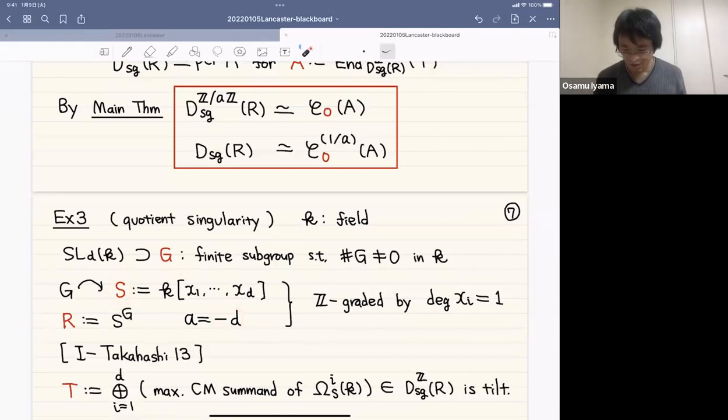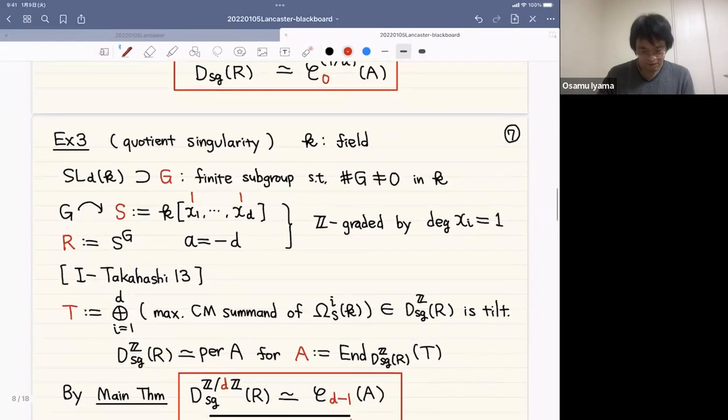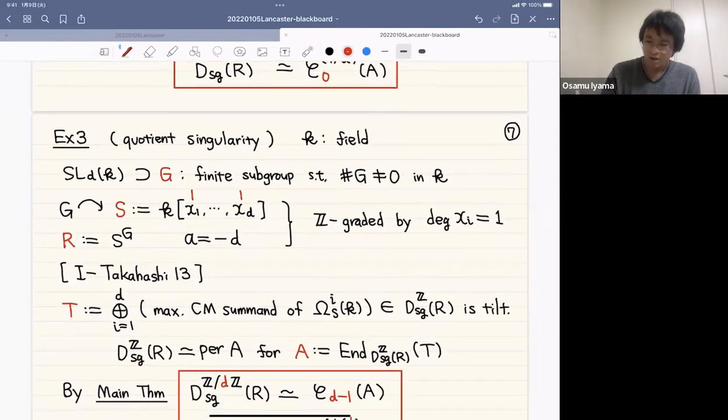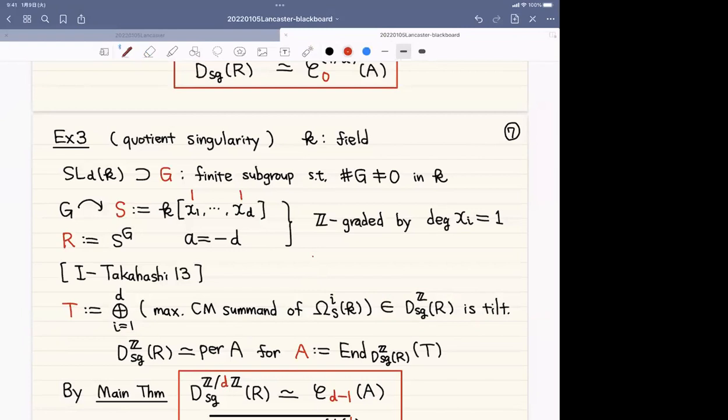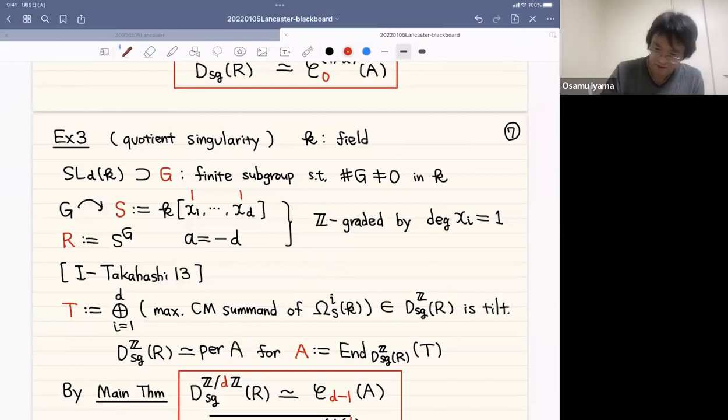I should explain the Z-grading before. The Z-grading is given in a way that every variable has degree 1. Then the a-invariant is minus d. Now, in joint work with Ryo Takahashi, we prove that the G-graded singularity category of R has a tilting object. I forgot to state one assumption: assume R has an isolated singularity. This is not automatic for an arbitrary subgroup G.